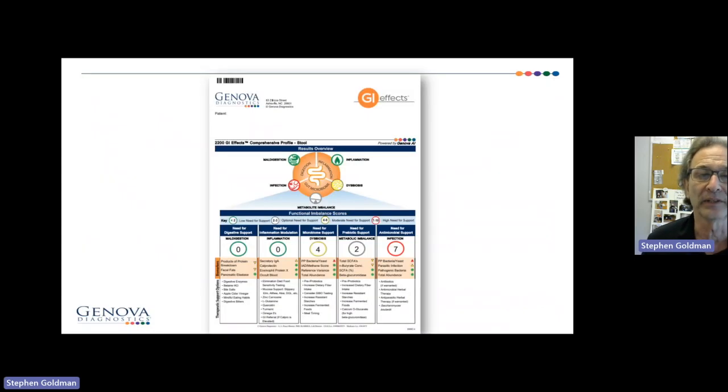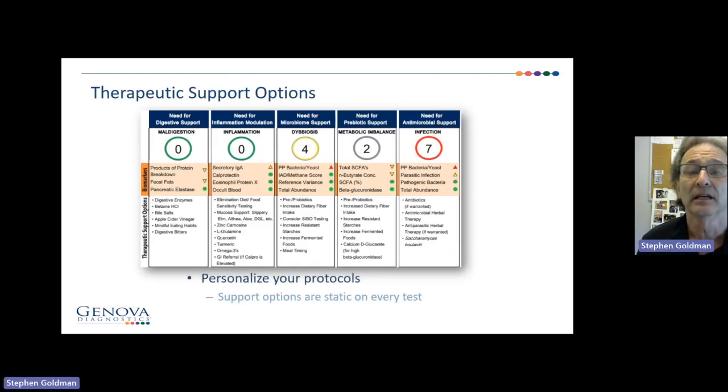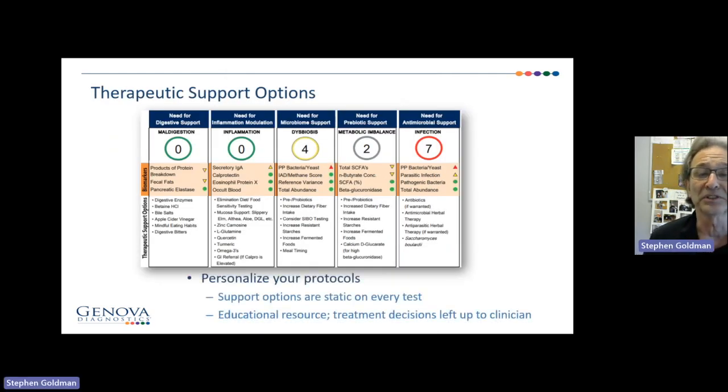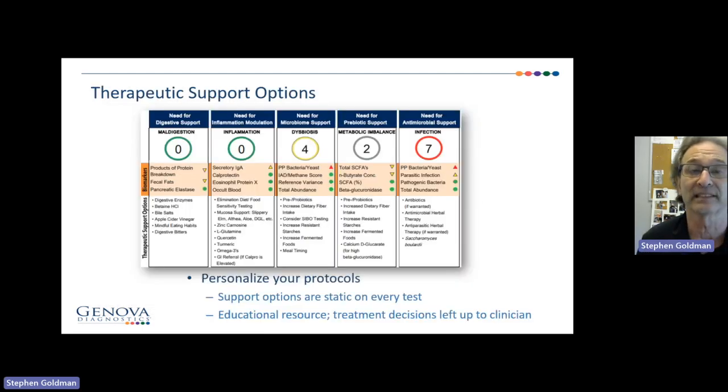So let's begin on this front page and our functional imbalance scores. The functional imbalance score is a great way of getting a sense of the overall findings and personalizing the protocol. So if you look at these various findings, you'll see green, gray. So green would be 2 or less. In green, a low need for support. And let me go back to that.